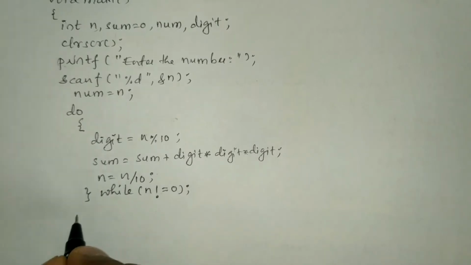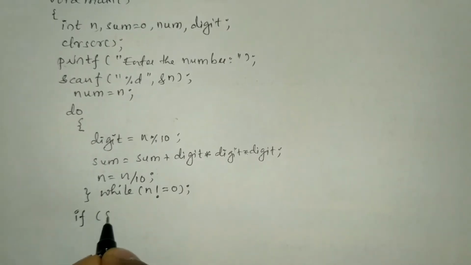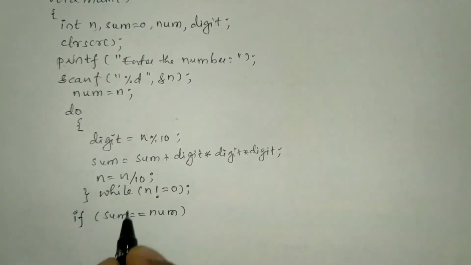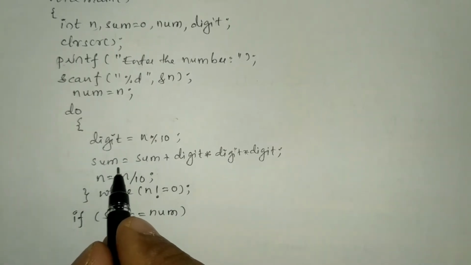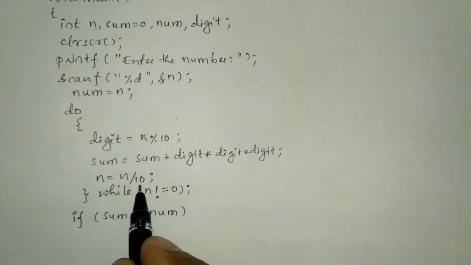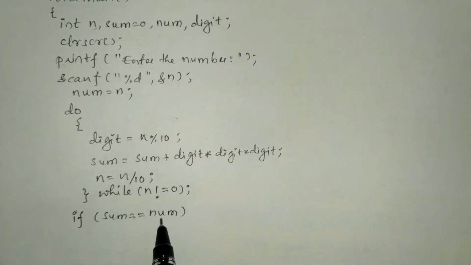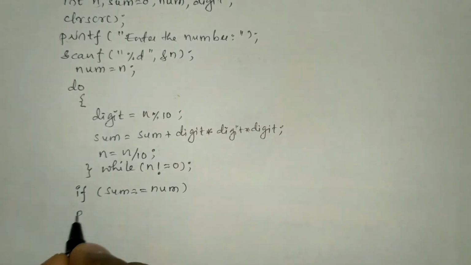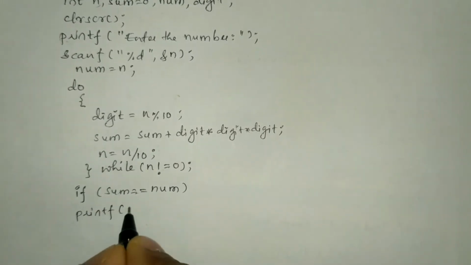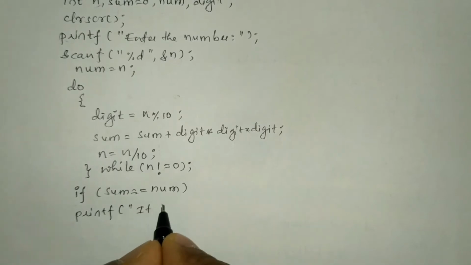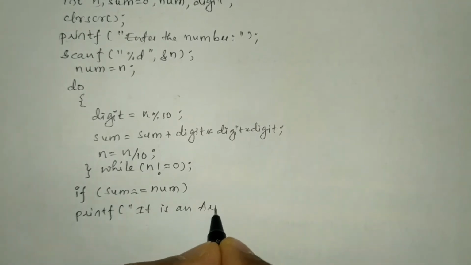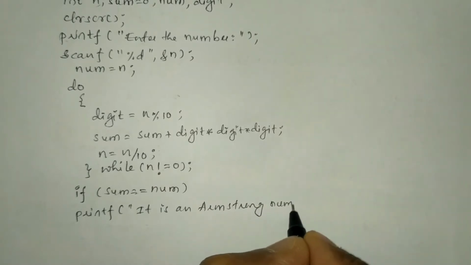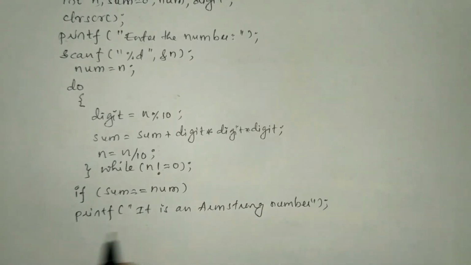Now we are going to check the condition if sum is equal to num. So whatever sum we are going to get, if it is equal to the same original number, then it should print what? It is an Armstrong number. So here I'm going to write printf in double quotation marks, I'll write it is an Armstrong number, end the double quotation mark and put semicolon.